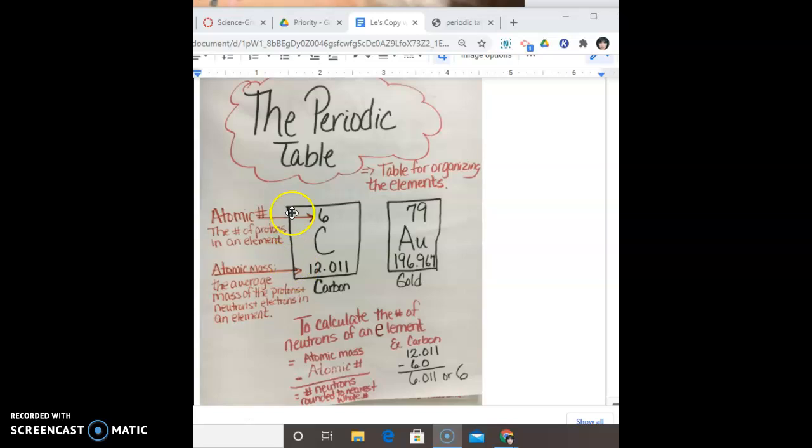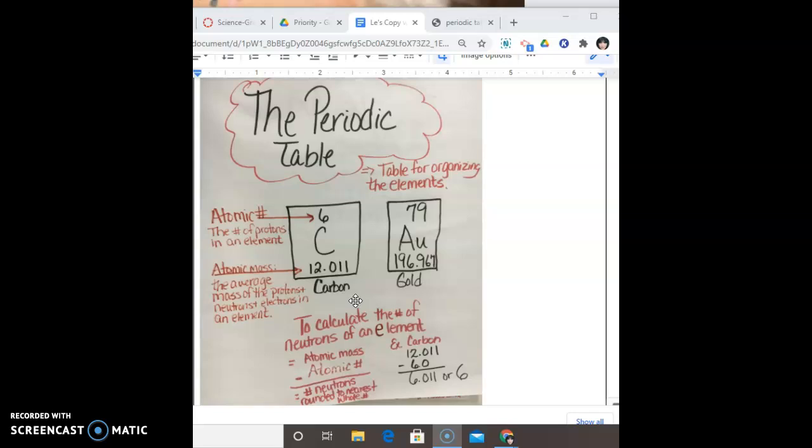So on the periodic table, you have each element, and each element has a symbol, an atomic number, and an atomic mass, okay? These two elements, I know for a fact you will need to have memorized. Au stands for gold. C, obviously, is for carbon, and we've talked about that one quite a bit.